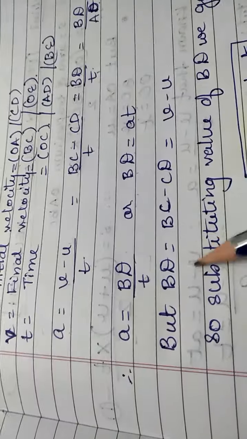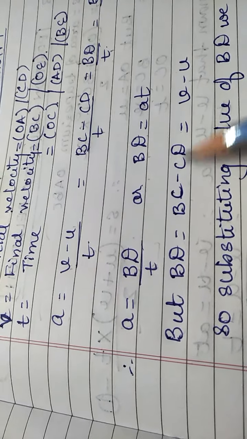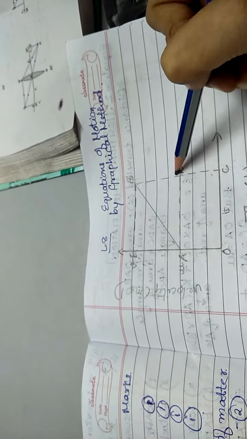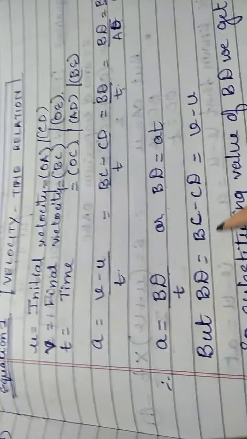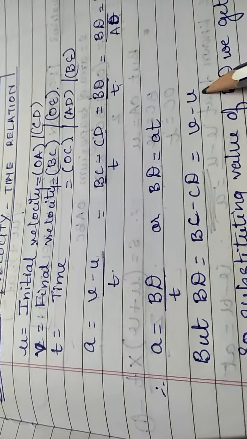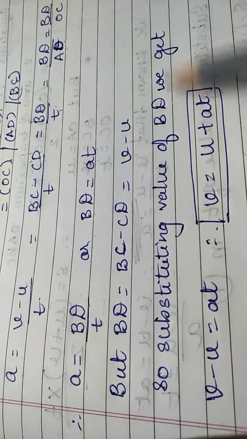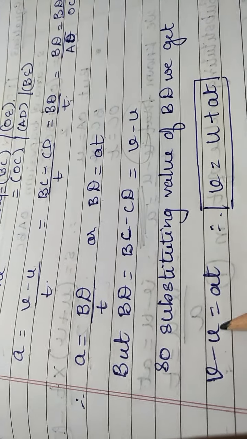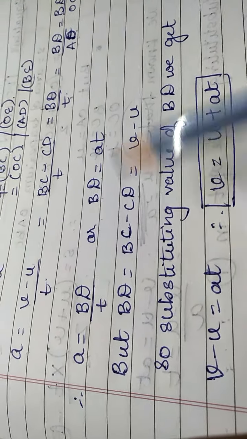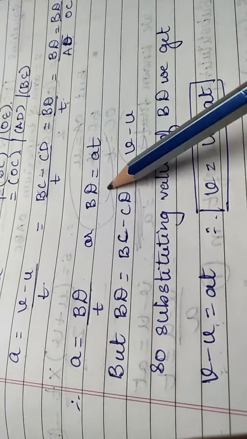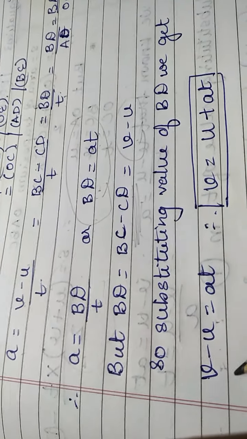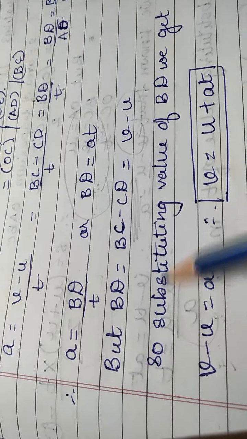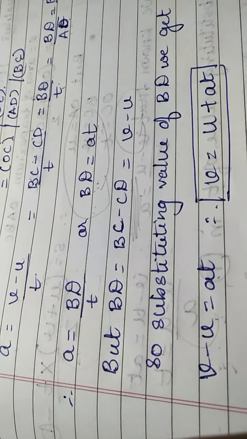That is a into t. Now BD is equal to what? BC minus CD. That is what we have seen in this graph. See, this is BD. How did you get BD? BC minus DC, that is v minus u. So substituting this value of BD in this equation, I get v minus u is equal to at. And if I take u on this side, it is v is equal to u plus at.